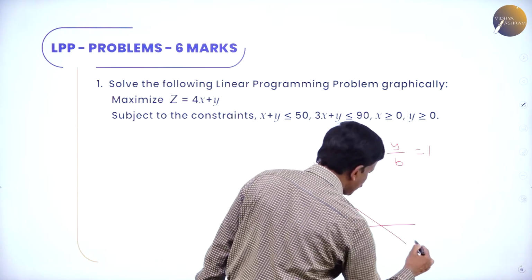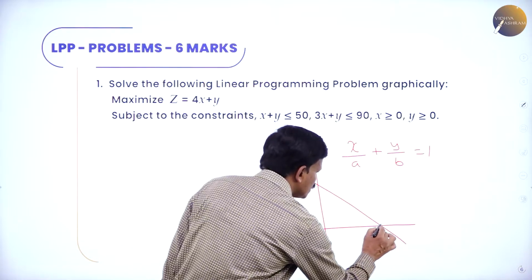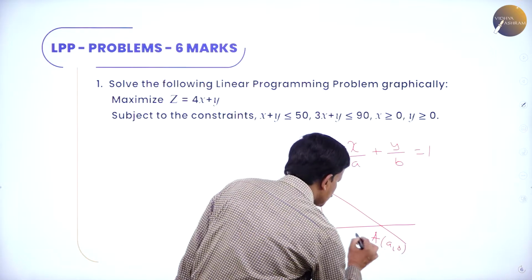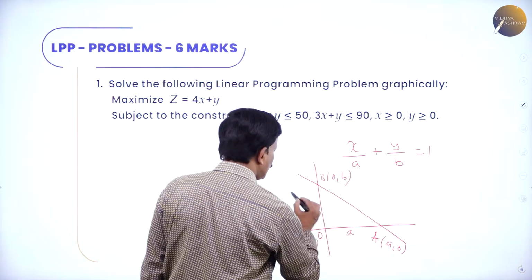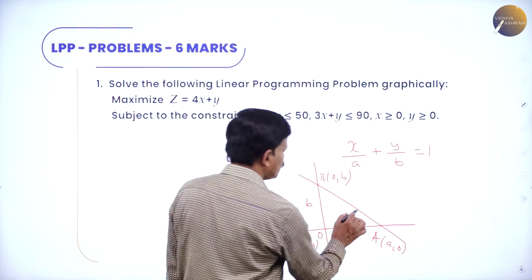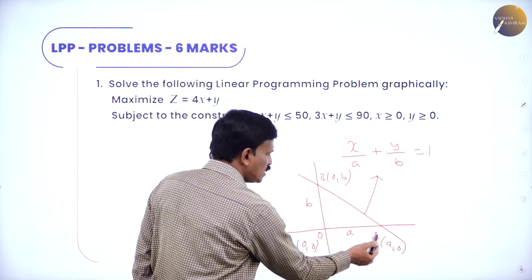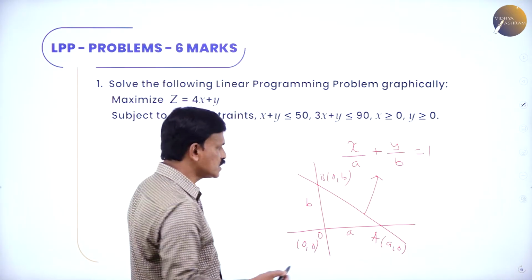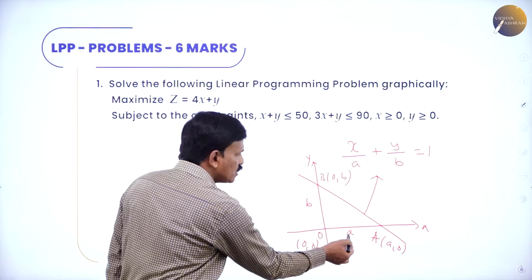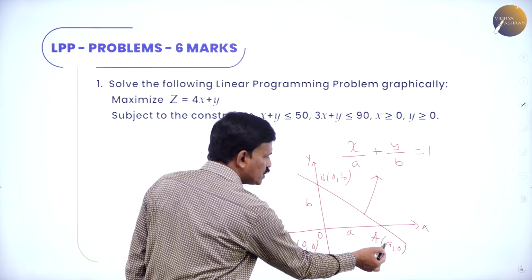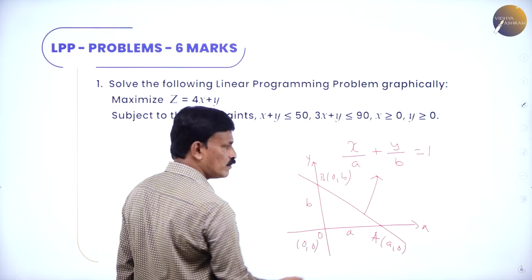If I draw a graph for this, the equation is like this. This is the origin 0, 0. This is a, the x-intercept is a. And the point B is 0, b. This is the y-intercept b. Now this equation is of the form x by a plus y by b is equal to 1. So OA is equal to the x-intercept. Therefore the coordinates of A is a, 0. And OB is called the y-intercept. The coordinates of B is 0, b.